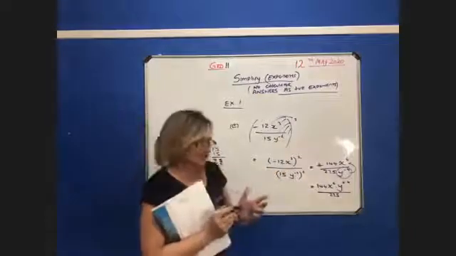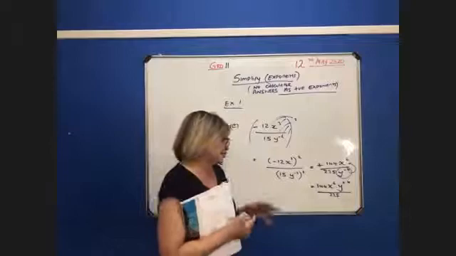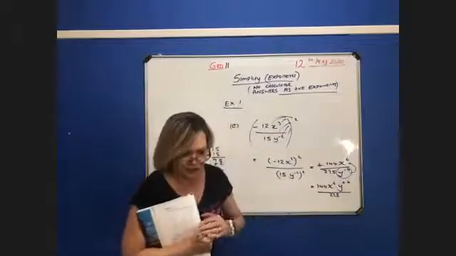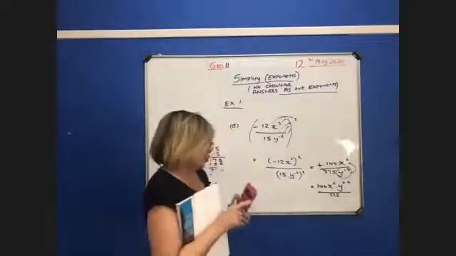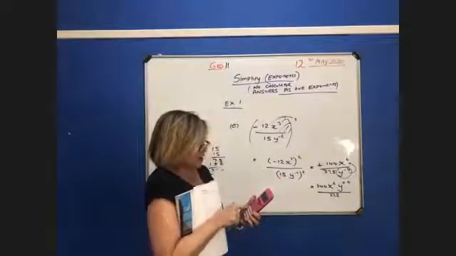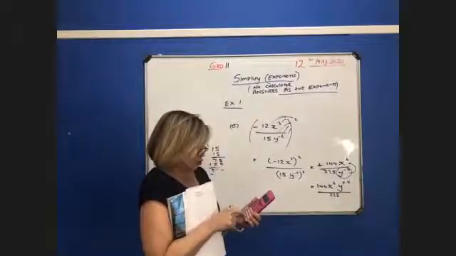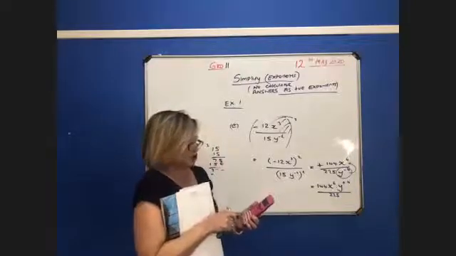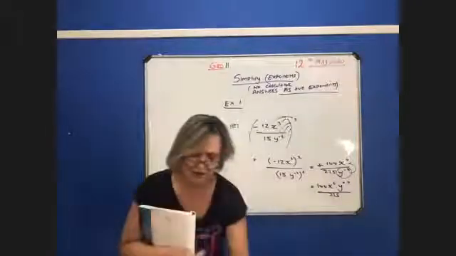For interest, I just want to see if I can divide those numbers down further. Your Casio will tell you. So if I just go, can you divide 144 by 225? It is 16 over 25.